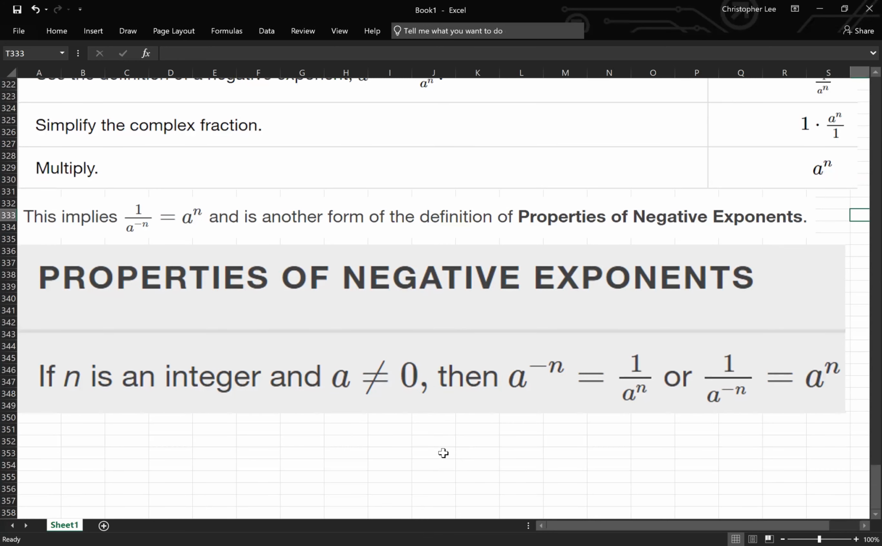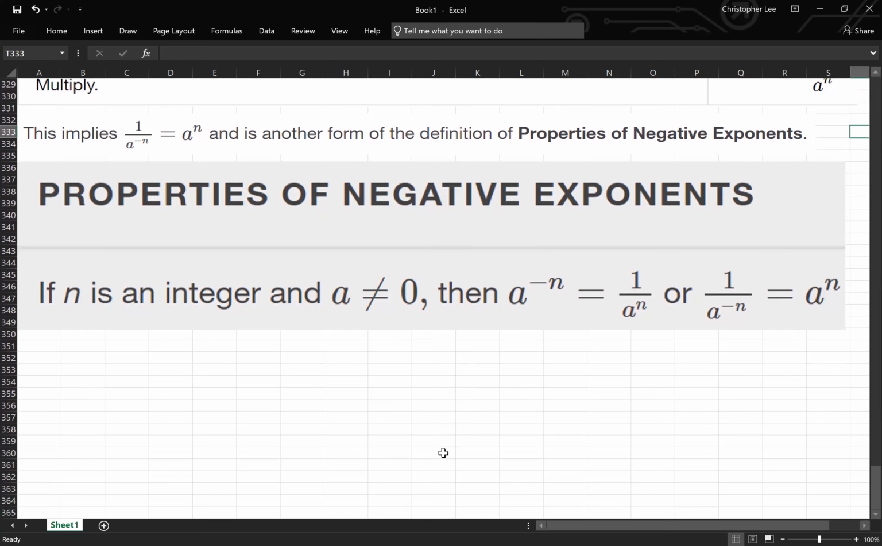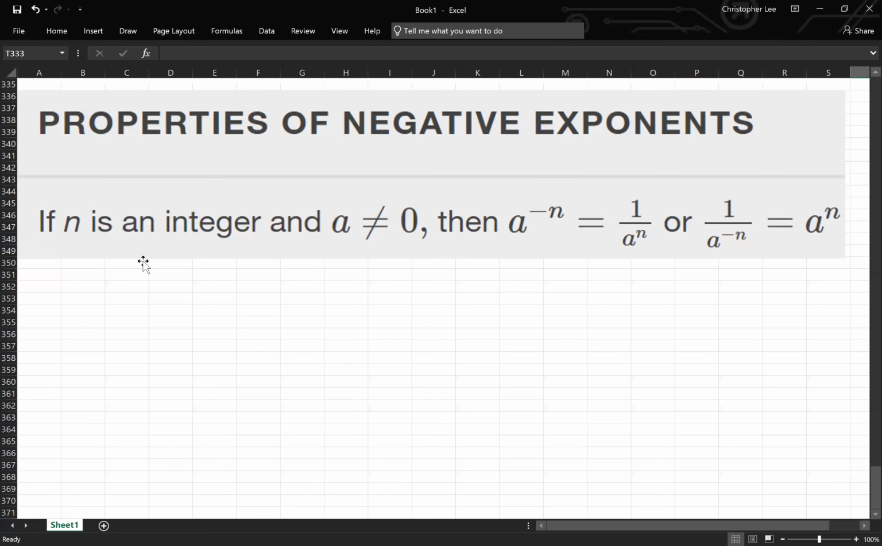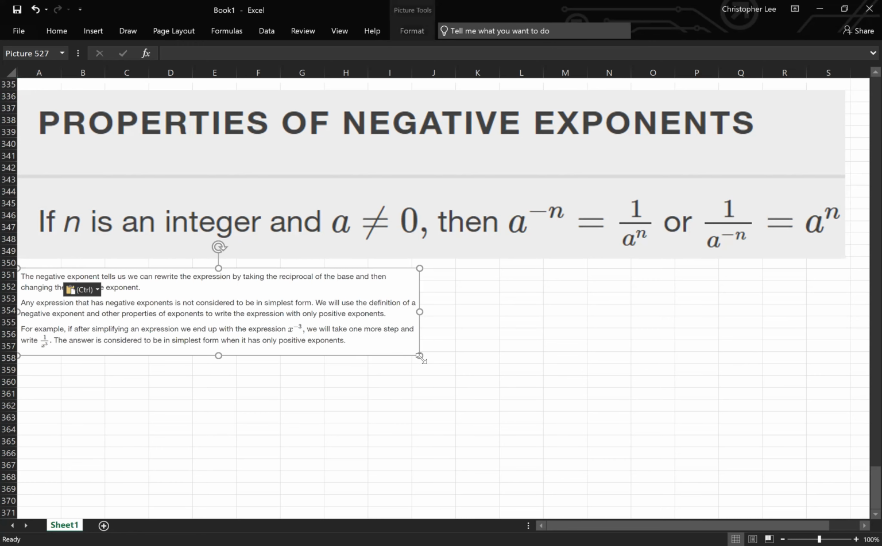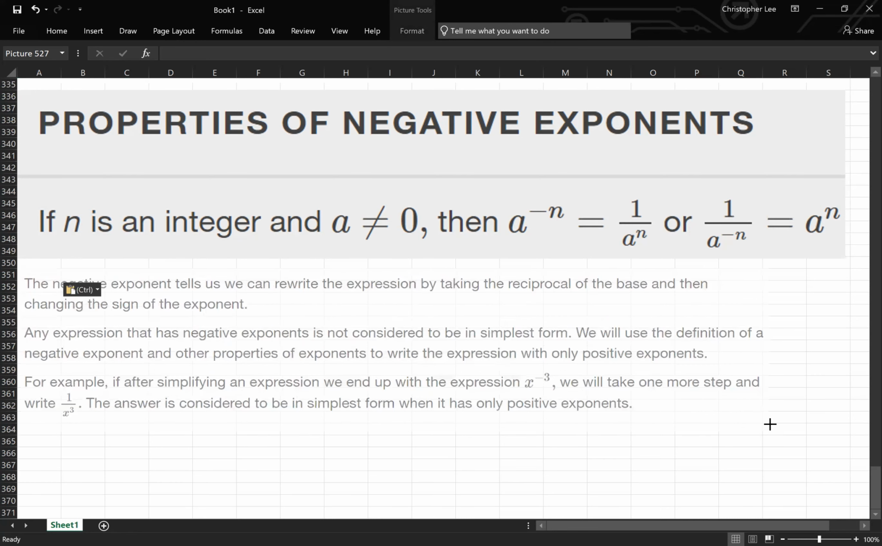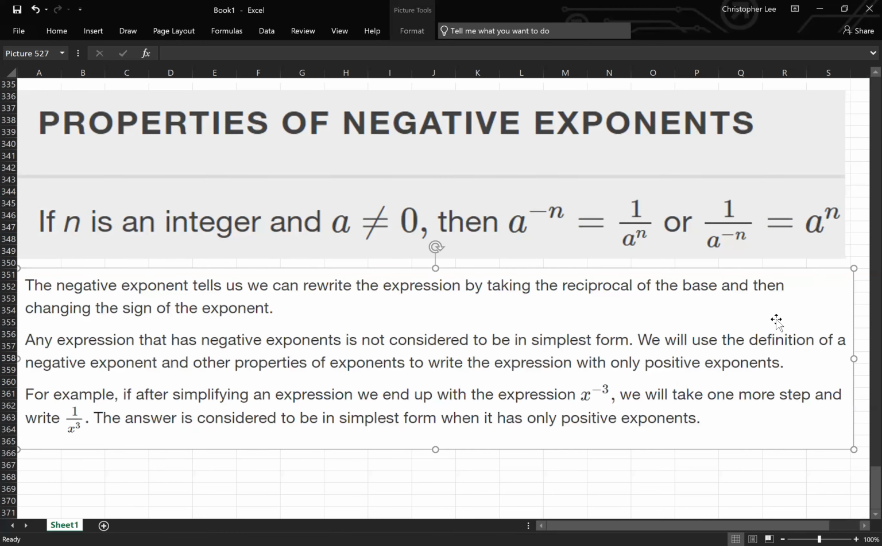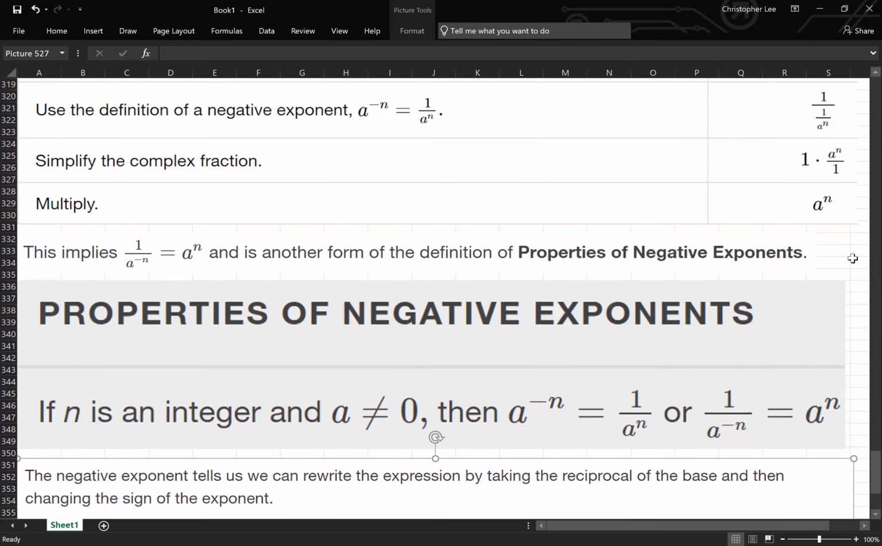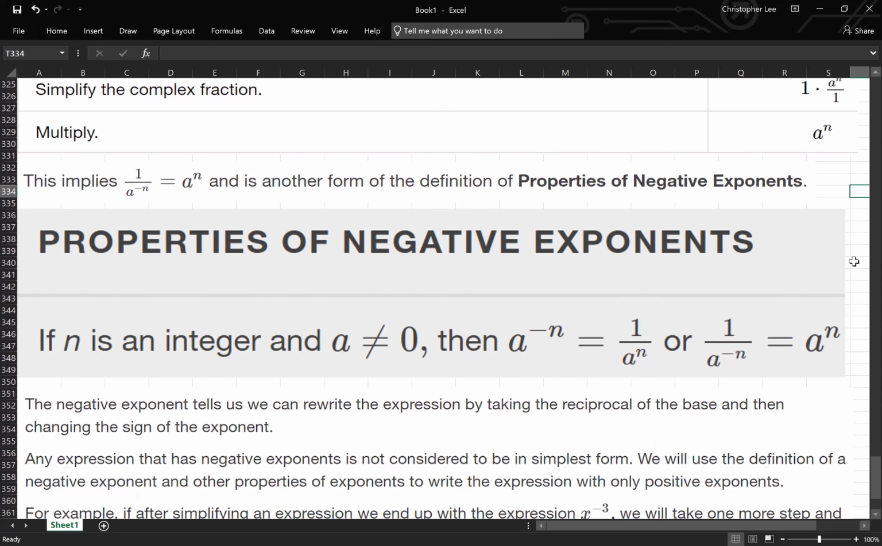Let's make a special note. So the negative exponent tells us we can rewrite the expression by taking the reciprocal of the base and then changing the sign of the exponent, right?